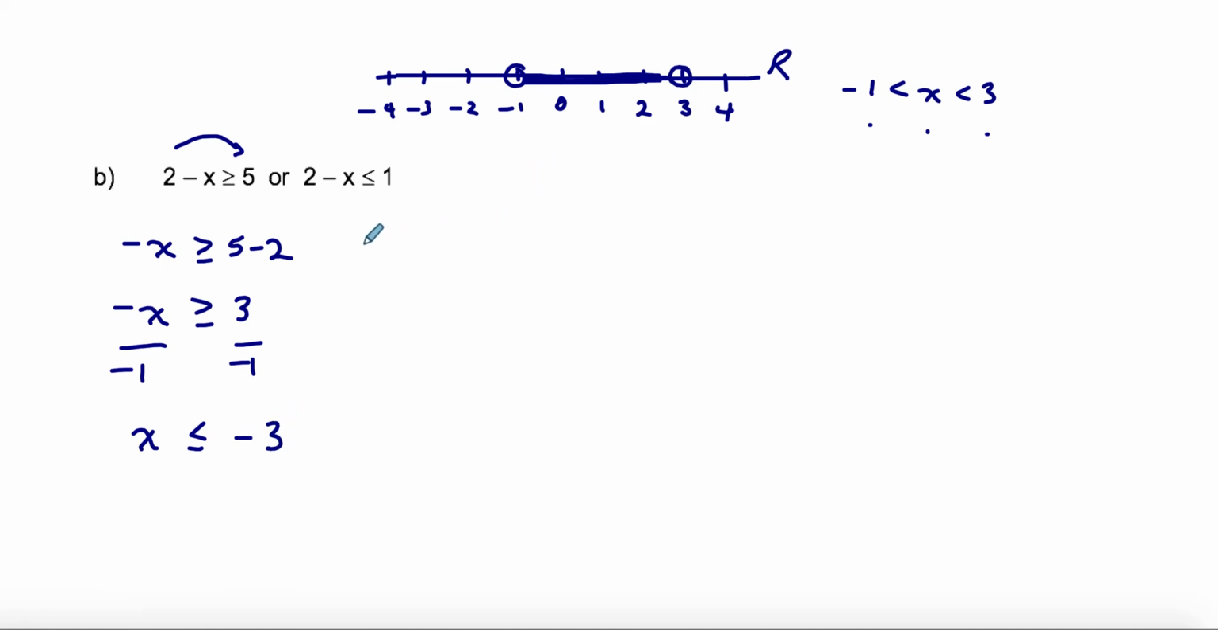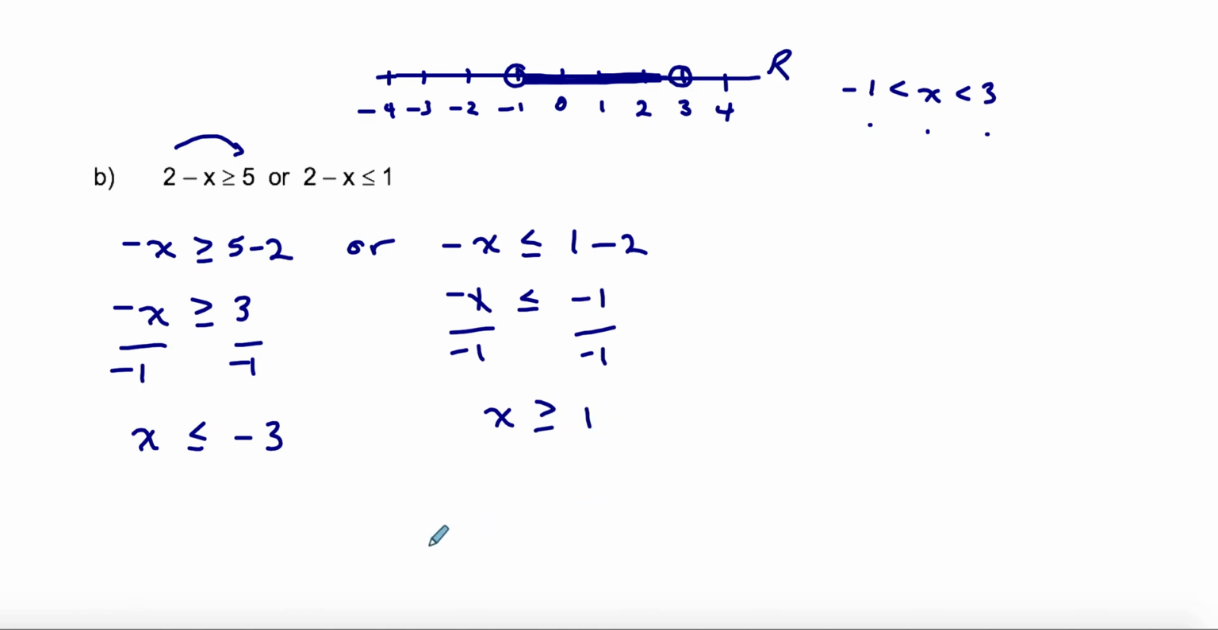Or, so I have or, what do I have? I have negative x, I'll leave that on the left. I'll move the 2 to the right. It's negative 1, whoops, negative x is less than or equal to negative 1. I have to divide both sides by negative 1 again, so x is greater than or equal to 1. Or, so we have one condition or the other. All the values that are less than or equal to negative 3, or x would satisfy all the values that are greater than or equal to 1.